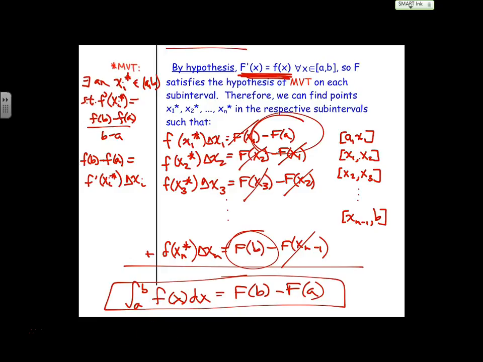MVT makes definite integration possible. An infinite sum and one subtraction.